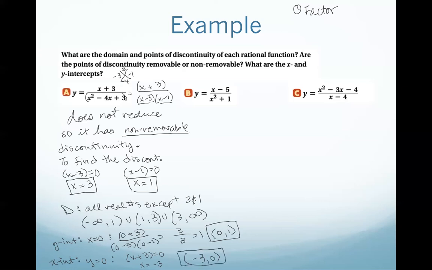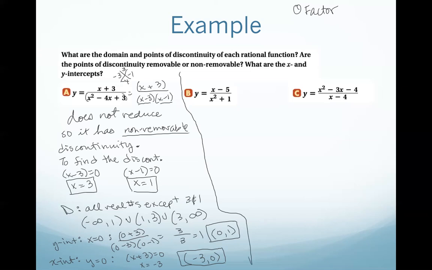Okay, so let's make sure we answered our questions. We found the domain, we found the points of discontinuity, we found if they were removable or non-removable, and then we found the x and y intercepts. So that is part A. We're going to do the same thing for part B.